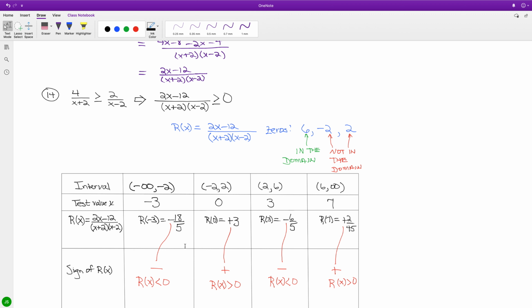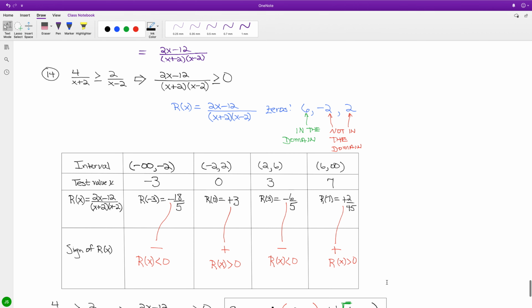And for the sign value of R of x, anything you plug in less than -2 gives a negative output, so R of x is less than 0. Anything greater than -2 and less than +2 gives a positive output, whereupon R of x is greater than 0. Then anything greater than 2 and less than 6 for the input, the output is going to be negative. Again, R of x is less than 0. And anything beyond 6 that is plugged in for x, the output will always be positive. Again, R of x is greater than 0.